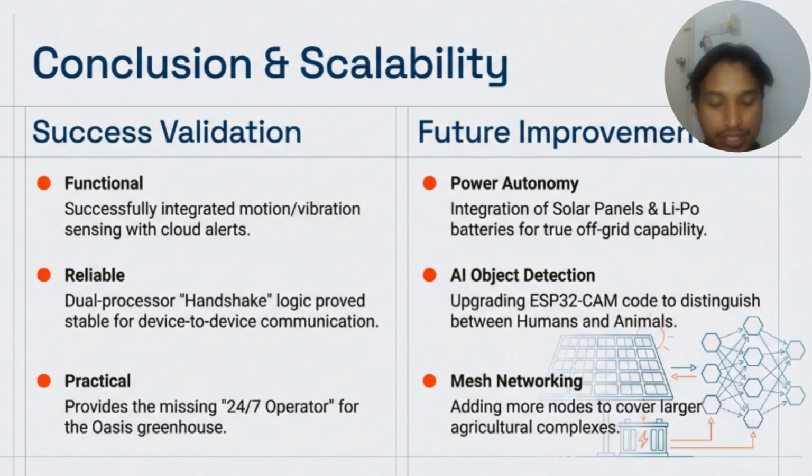In conclusion, we successfully developed a functional and reliable IoT-based intruder detection system. The system integrates motion and vibration sensing with real-time cloud alerts and visual evidence. For future improvements, we see strong potential in solar-powered autonomy, AI-based human and animal detection, and mesh networking for larger agricultural deployments. This demonstrates that the system is not only practical but also scalable.